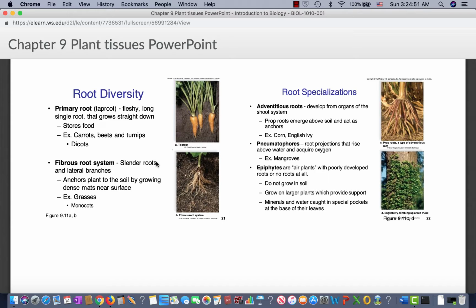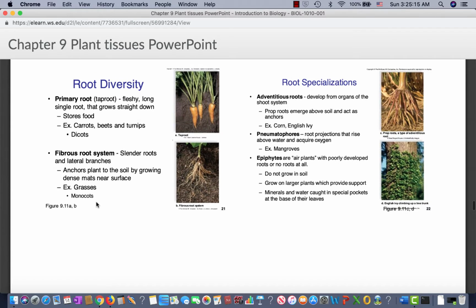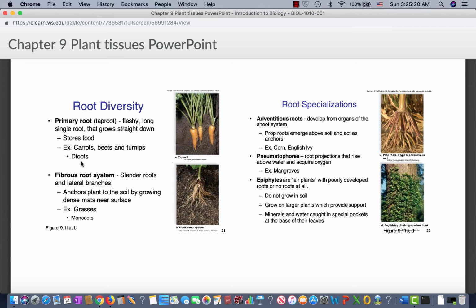So we got different types of roots. So primary roots, which is your taproot: fleshy, long, single root, grows straight down, stores food. So, carrots, beets, turnips, these are dicots. Fibrous root system: long, slender roots with lateral branches, anchors the plant in the soil by growing dense mats near the surface. So things like grasses, tends to be a monocot thing. A eudicot is also a dicot. That's just another way of saying it, because dicot, you have two cotyledons.